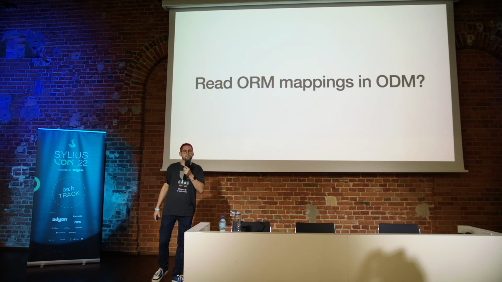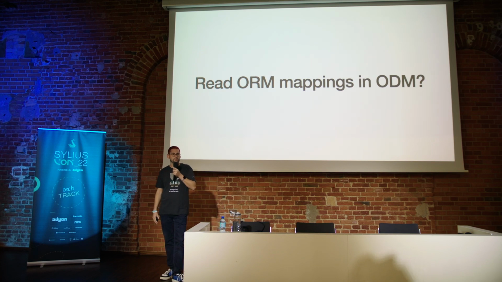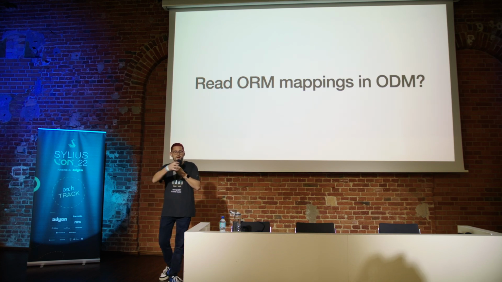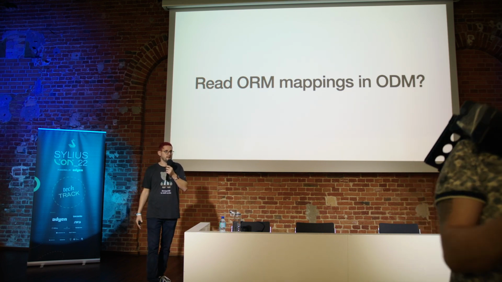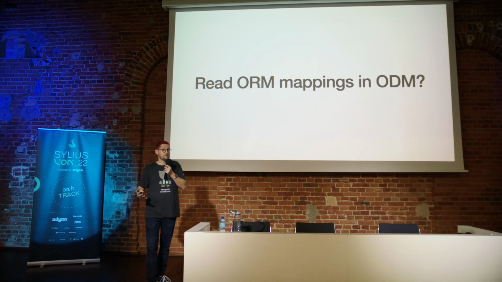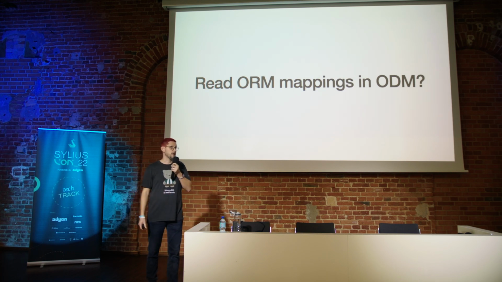Why don't we just read ORM mappings in ODM? We have it all there. We know the relationship between entities. We could take that and store it in MongoDB, which, by the way, was pretty much what was happening before it was deprecated.